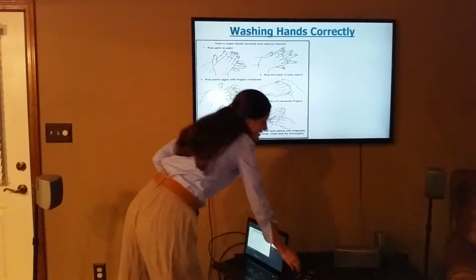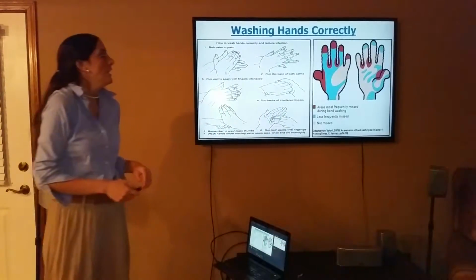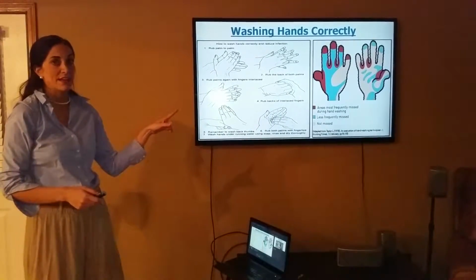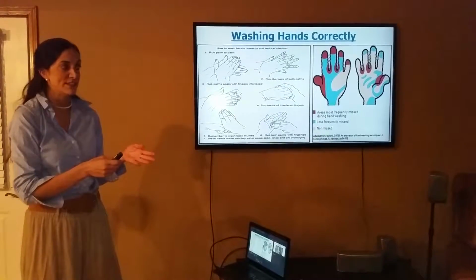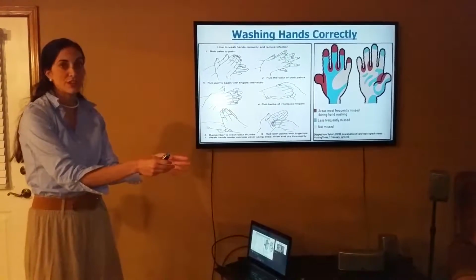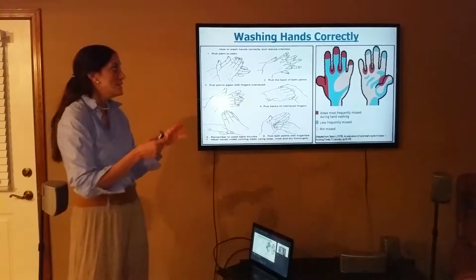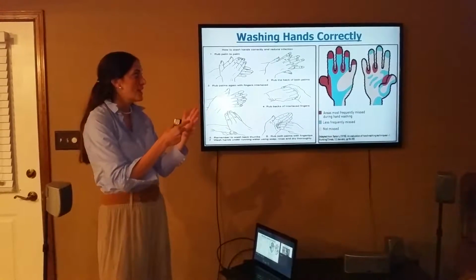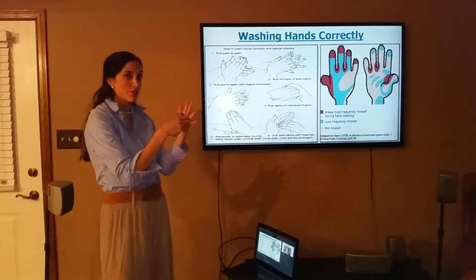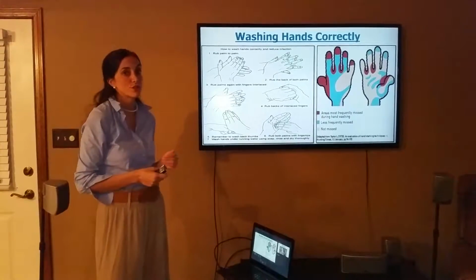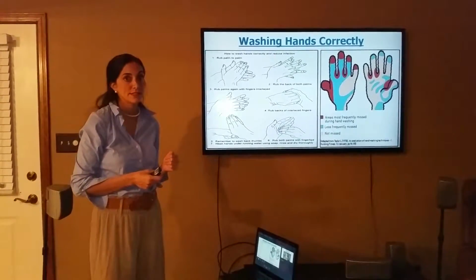So we do this because we miss most of those areas if you do a rinse and run. And I know you've seen this in a public restroom where people just put their hands in and they run out. So you definitely want to get the crevices of your thumbs, intermeshing, interwebbing of our fingers, our fingertips. Those are the most highly missed spots.